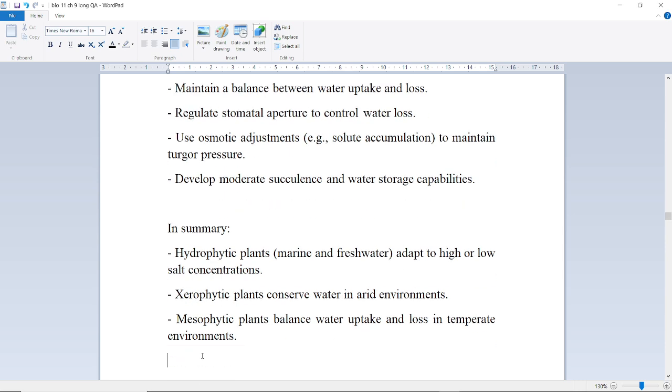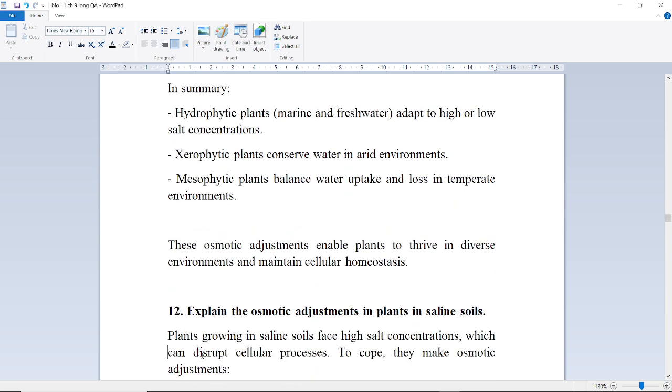In summary, hydrophytic plants, marine and freshwater, adapt to high or low salt concentration. Xerophytic plants conserve water in arid environments, and mesophytic plants balance water uptake and loss in temperate environments. These osmotic adjustments enable plants to thrive in diverse environments and maintain cellular homeostasis.